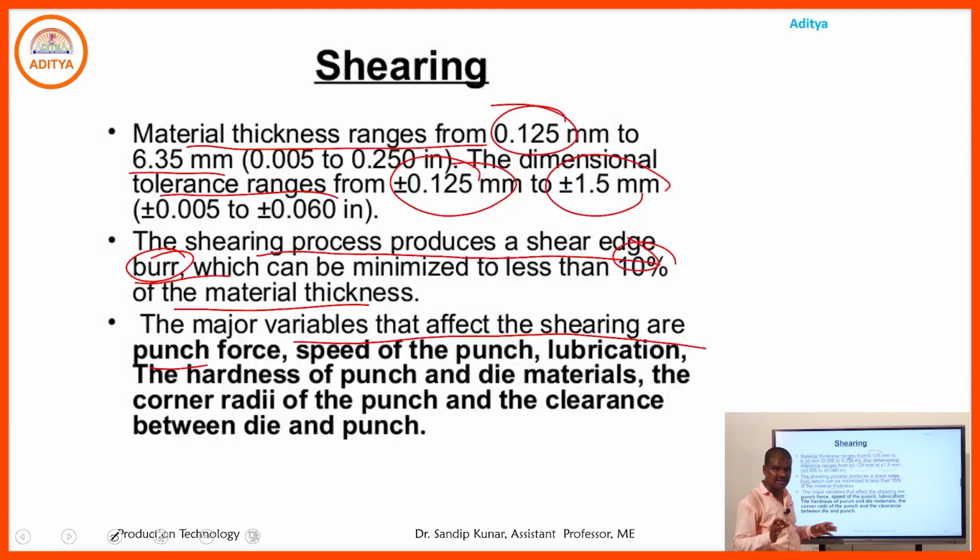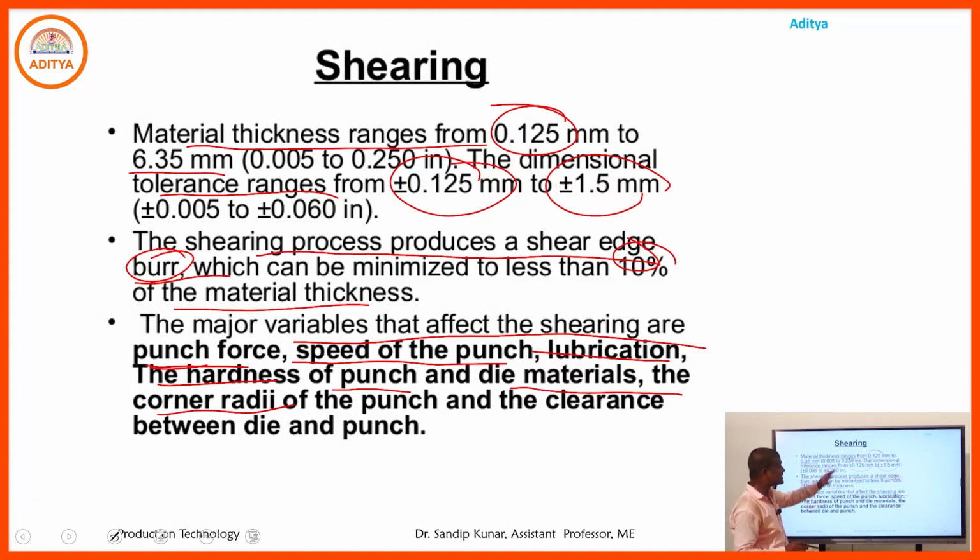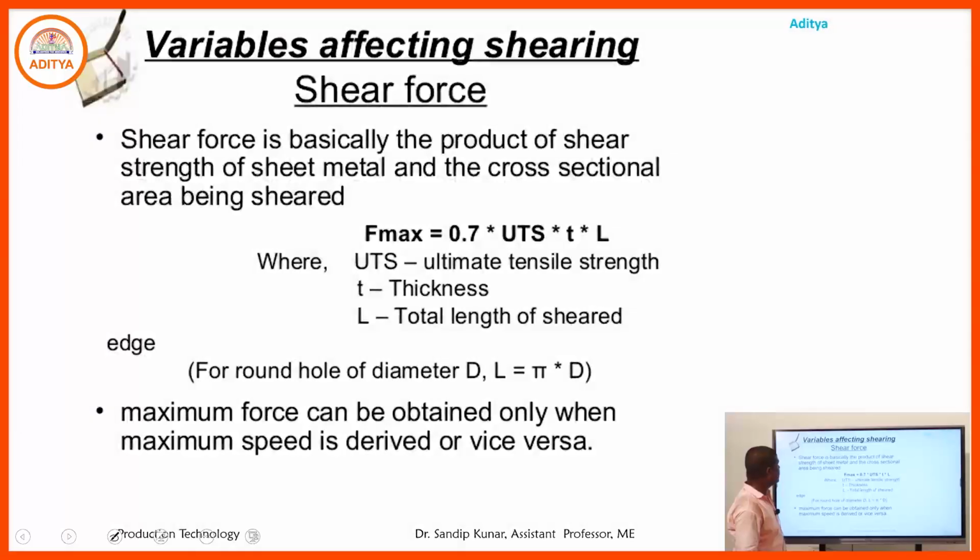What are the major variables? First one, punch force, speed of the punch, lubrication, the hardness of the punch and die materials, and the corner radii of the punch, and the clearance between the die and punch. Those things affect the shearing operations. Variables affecting the shearing. First one, shear force.